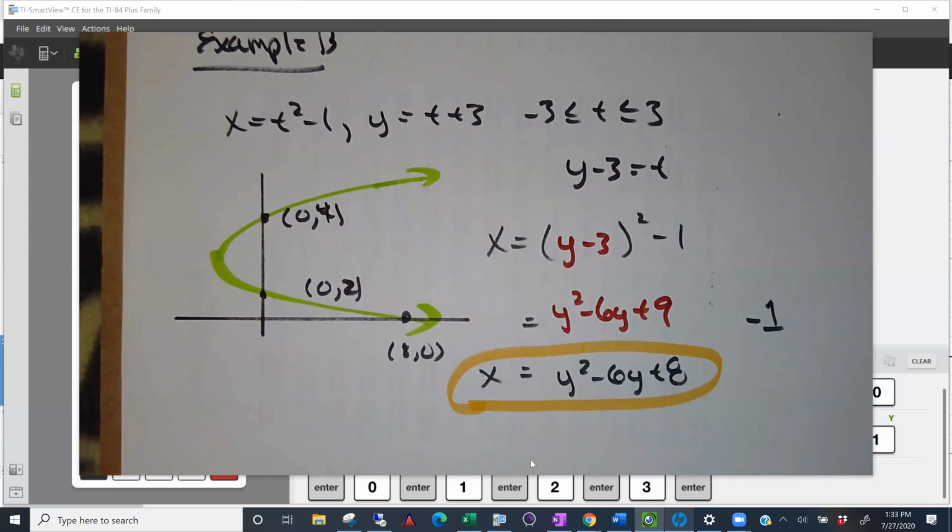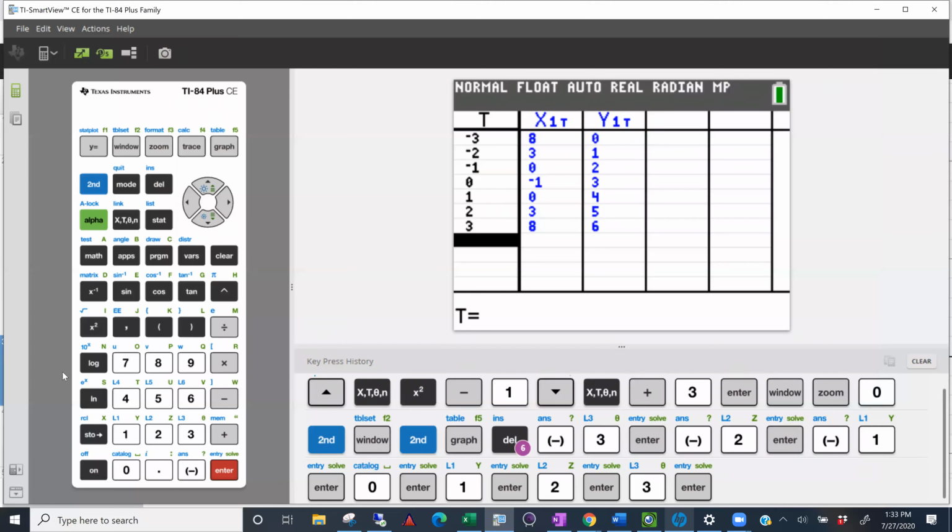But yeah. Now let's see here. What are the rest of the points? We had 3 and 1. So that's bringing things in a little bit closer. 3 and 1. And then 0 and 2. And finally, negative 1 and 3. Then 0, 4, 3 and 5. And finally, 8 and 6.